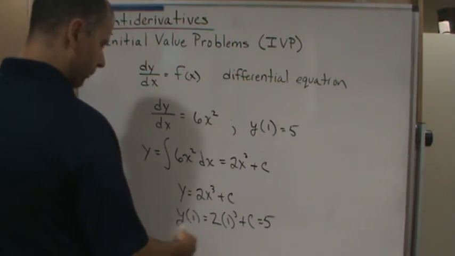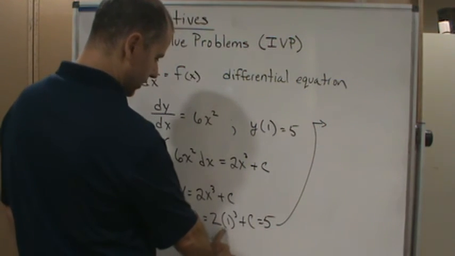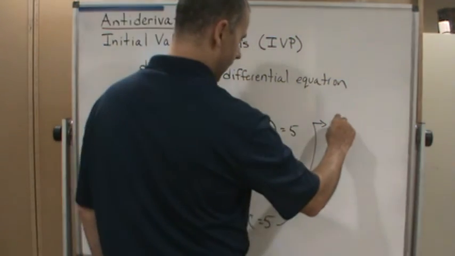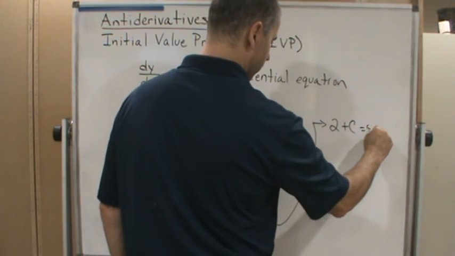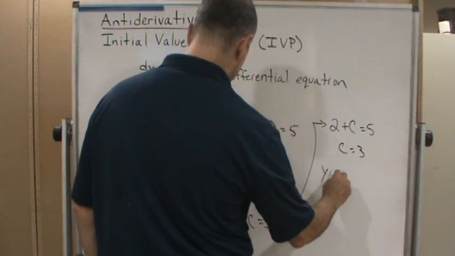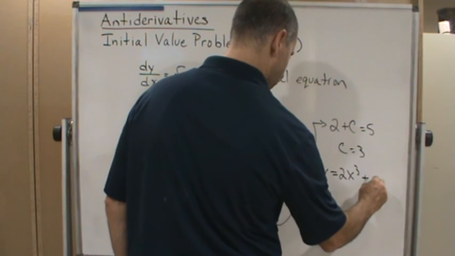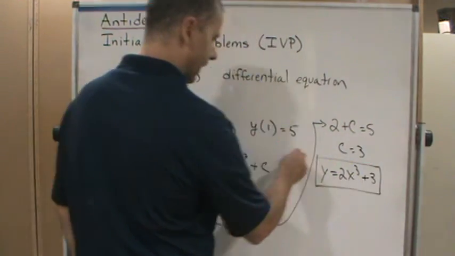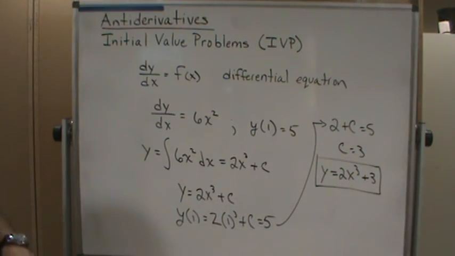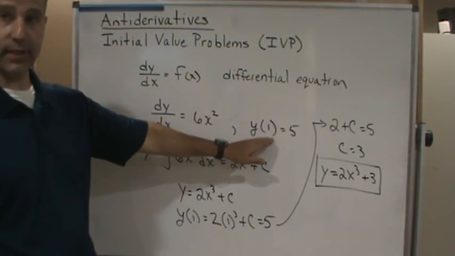Okay, so now, what do I get? I get 2 plus c equals 5, which means c equals 3. And now my particular solution is y equals 2x cubed plus 3. And so that is the solution to the initial value problem given. Okay? And that's how it's done. So out of a family of functions, this is the one that satisfies this initial condition.